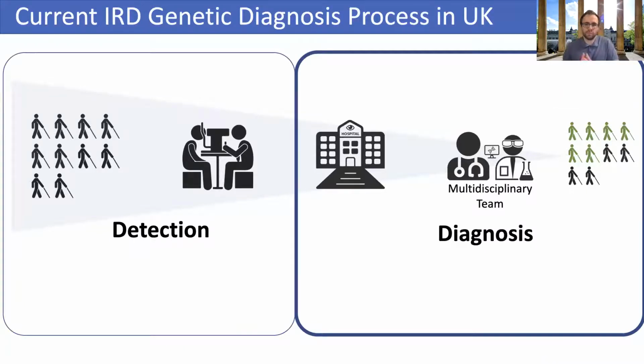So the two reasons for this limitation in the diagnostic rate are, firstly, detection. There are few optometrists who are capable of identifying and hence referring IRDs. And also at the hospitals, there's a shortage of expert teams capable of identifying disease-causing mutations.